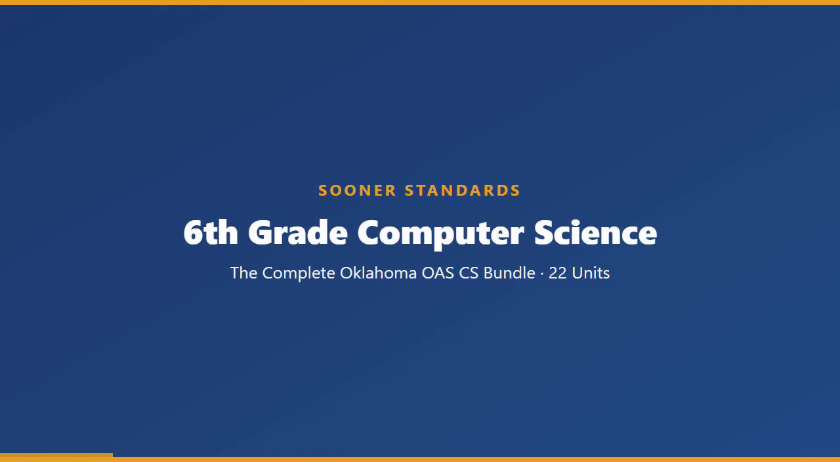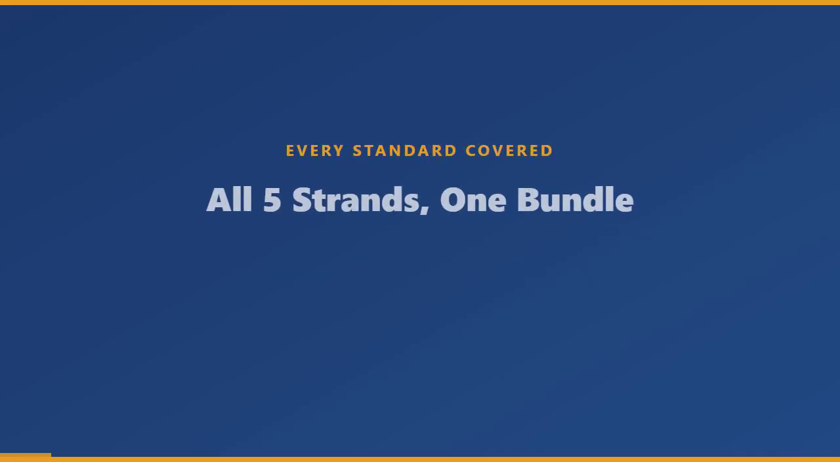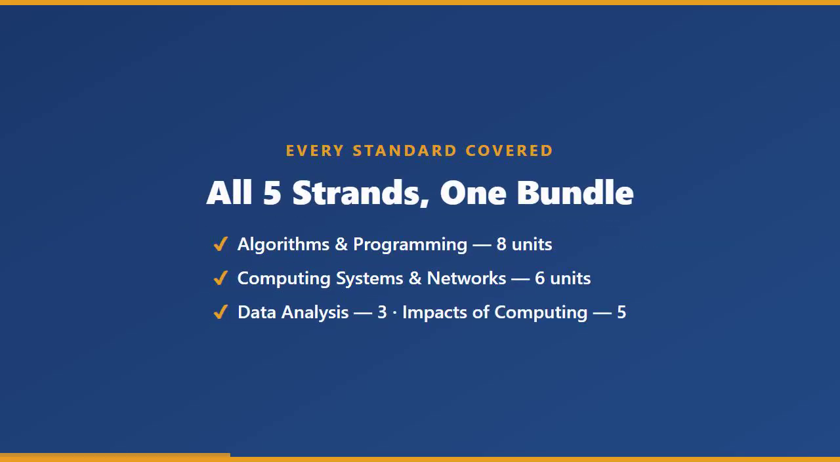From Sooner Standards, the complete 6th grade computer science bundle. Every Oklahoma CS standard for 6th grade, in one no-prep collection. 22 standards-aligned units cover all 5 strands: algorithms and programming, computing systems and networks, data analysis, and impacts of computing.